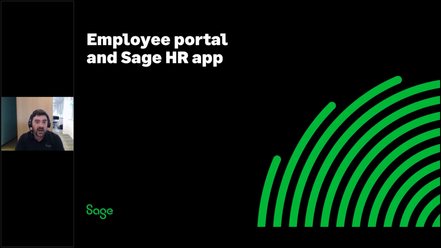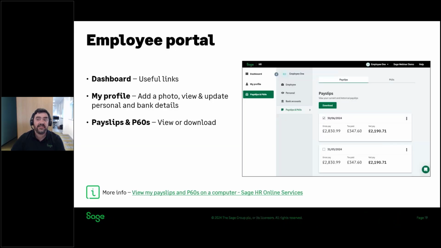So just to finish off, I want to briefly cover the employee portal and the Sage HR app. You've just seen the employee portal where we changed the employee's address details and then imported those changes into HR. It has a similar structure to the admin portal. There's a dashboard with some useful links. The employee can access their own individual profile, maybe to add a photo, to view and update their personal and bank details. And then they have access to their pay slips and P60s, which can be viewed on screen, downloaded as a PDF, and then printed from the PDF if they need a printed copy.